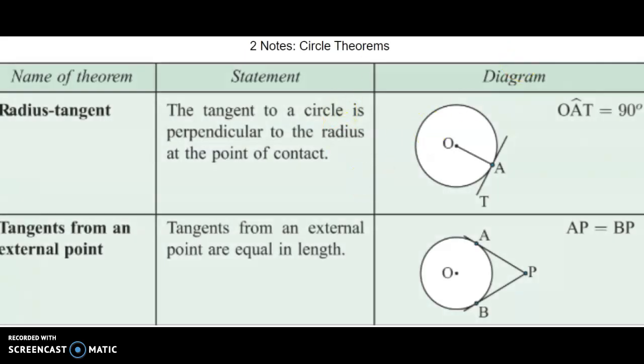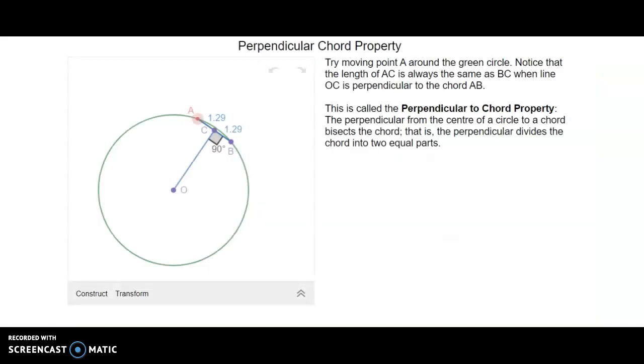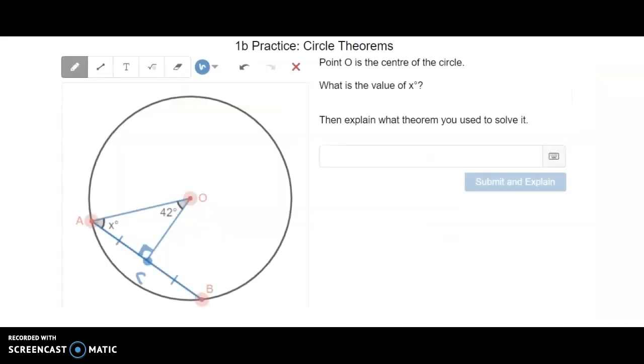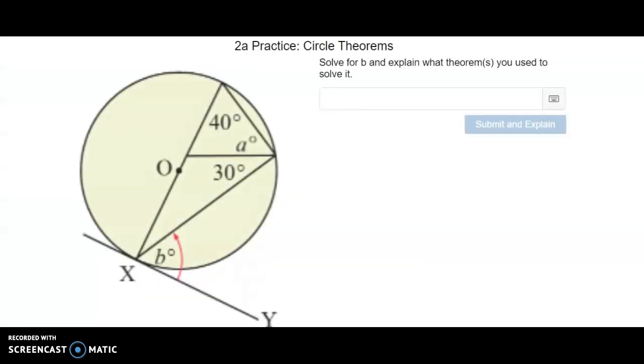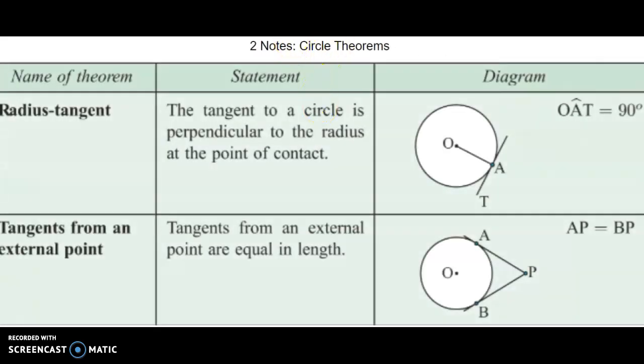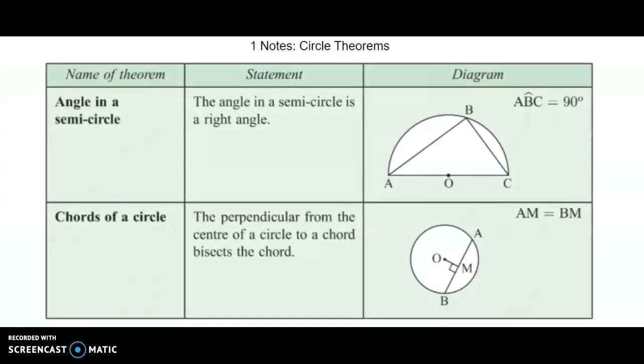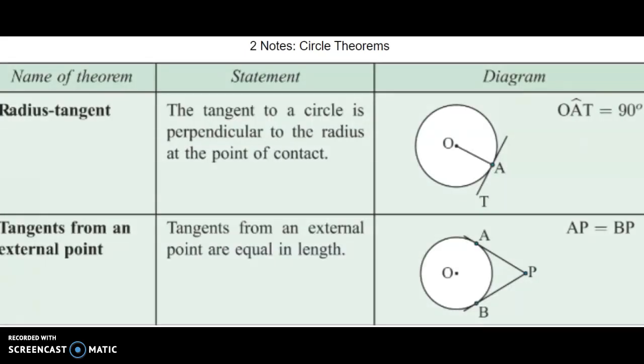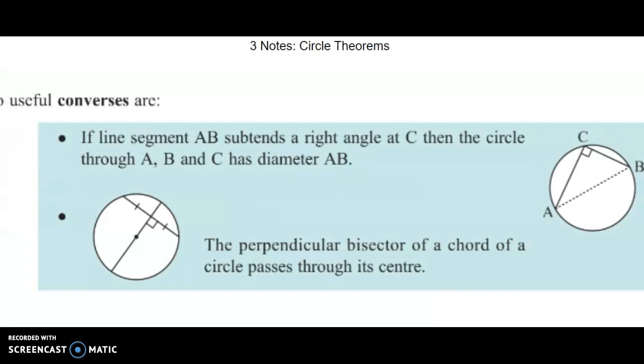Right now it's really easy because I'm just giving you theorems and then examples afterwards, but I want you to know these theorems by heart by practicing more. The textbook has a lot of practice, by the way, so make sure you know these theorems. Okay, all right, and then we have a few more. So two useful converses are: if line segment AB subtends a right angle at C, then the circle through A, B and C has diameter AB.